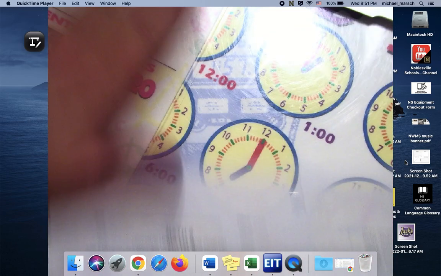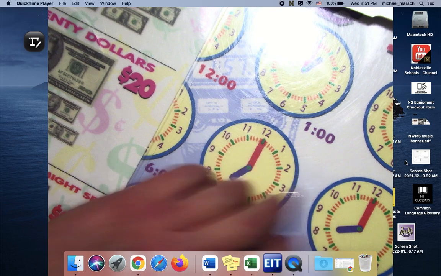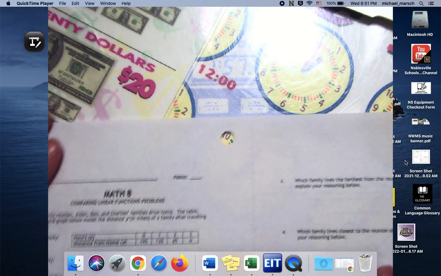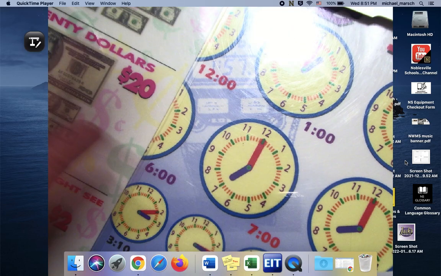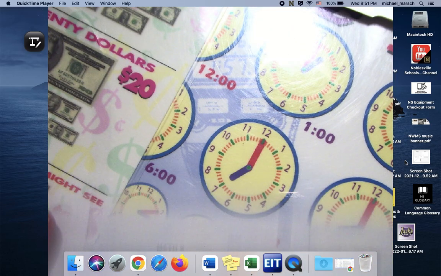But, oh, and don't mind my beautiful placemats here. This is where my kids eat their meals. So, always time to learn about numbers.